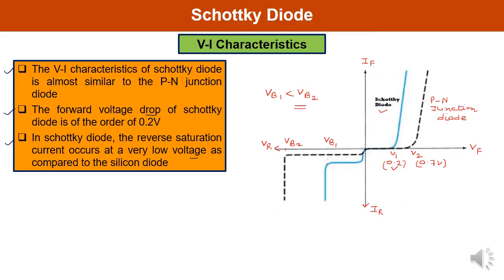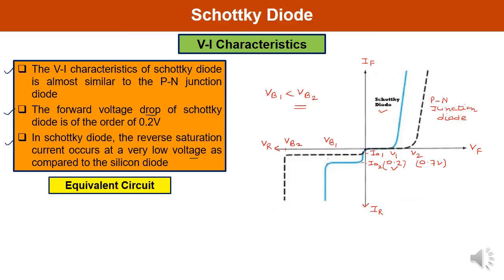At the same time, the leakage current in the reverse bias region is higher than the PN junction diode. You can see this is the leakage current, let us say IO1, and this is the leakage current IO2 for the Schottky diode. Dotted one represents the PN junction diode and the other one is for the Schottky diode. So this is how you can draw the VI characteristics quickly, and you can explain and compare it with the PN junction diode as well.